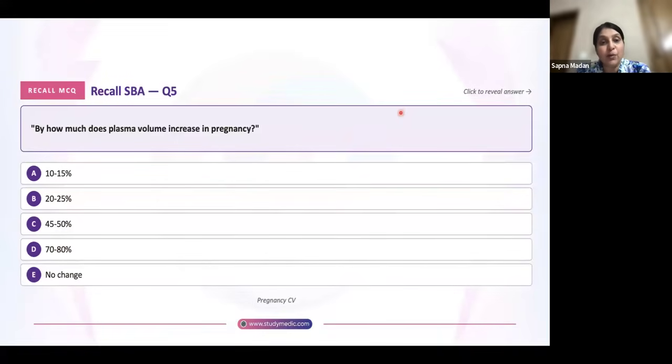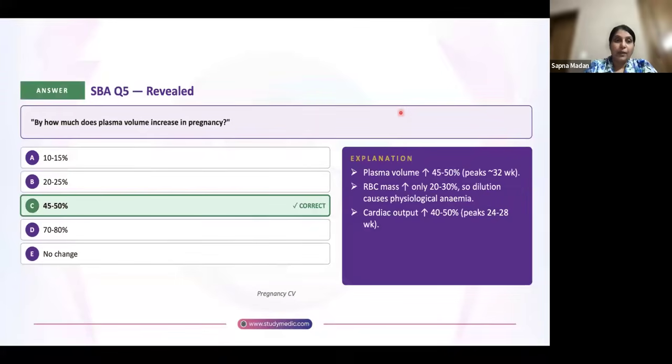By how much does the plasma volume increase in pregnancy? 10 to 15%, 20 to 25%, 45 to 50%, 70 to 80%, or there is no change. So it is 45 to 50%. So the plasma volume is increasing by 45 to 50%. The RBC mass is only increasing by 20 to 30%. So this is physiological anemia or dilutional anemia or physiological hemodilution. Cardiac output increases by 40 to 50% and it peaks at around 24 to 28 weeks.